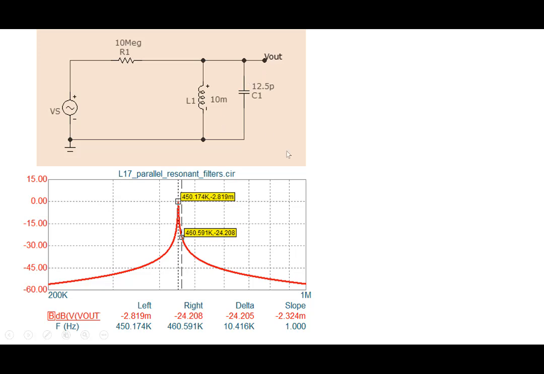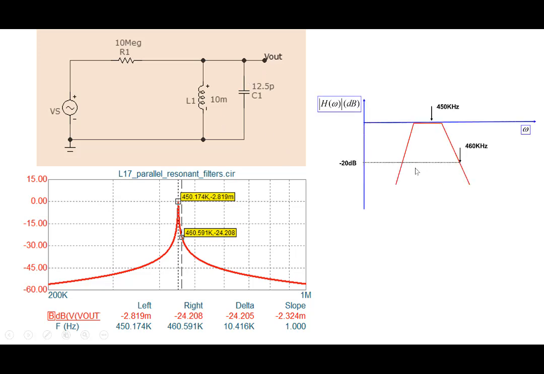The system responds with a very low amplitude, right? So if we want to obtain a radio channel at 450 kilohertz and want to reject the radio channel at 460 kilohertz, this kind of an LC circuit is a right solution, and these are very commonly used in radio receivers.